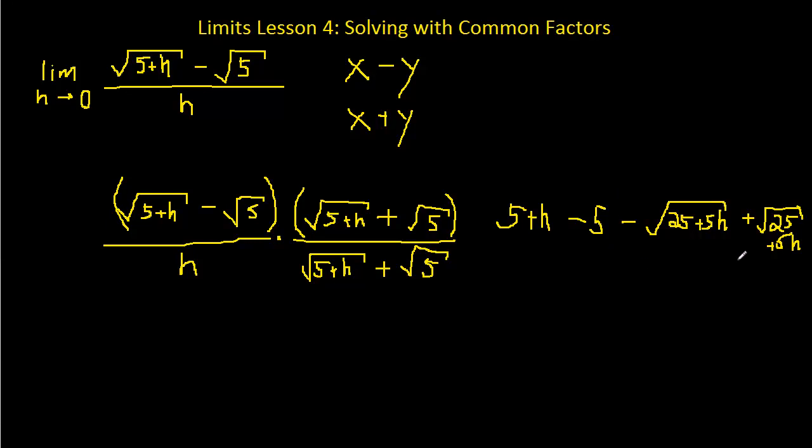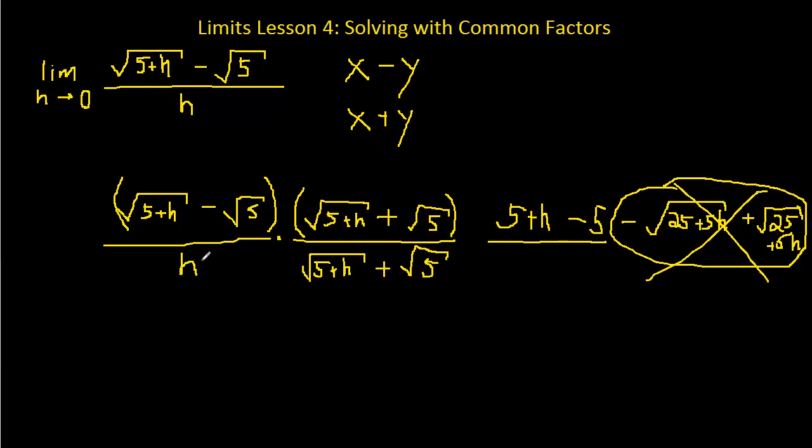So as you can see, these two terms right here cancel. They're the same thing. So I'm just going to cross those out. And then on the bottom, let's continue multiplying. This is going to be a lot easier though. It's just going to be h times radical 5 plus h plus h radical 5. And then also this 5 and negative 5 cancel. We'll cross them off. So you can see here, this is starting to look a lot easier.